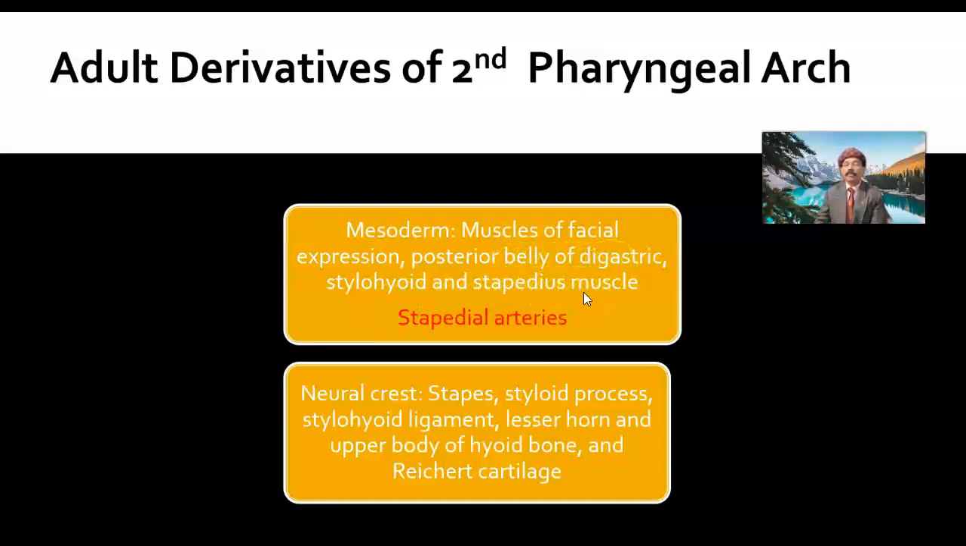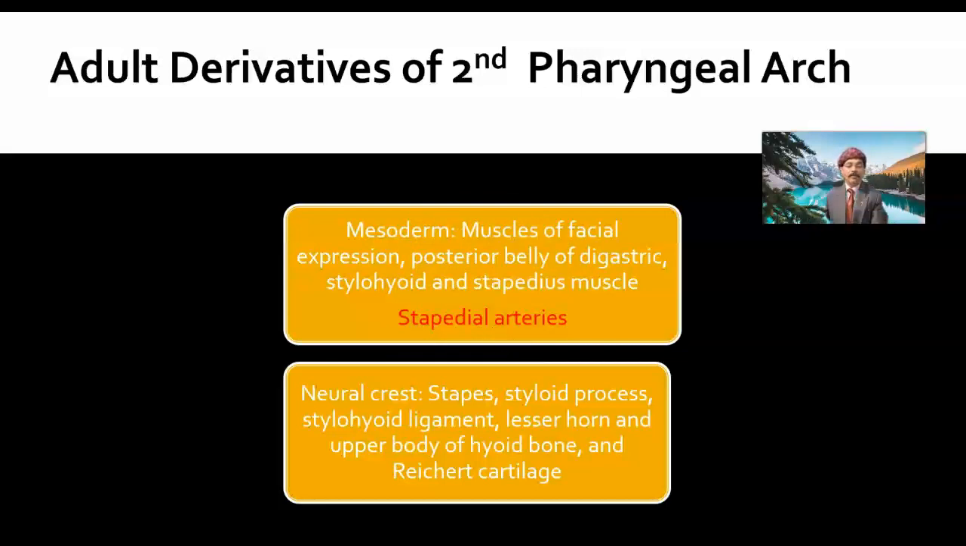and the nerve for the second pharyngeal arch is the facial nerve. So these muscles are getting innervation from the facial nerve. Artery, yes, the stapedial artery that disappears. Stapedial artery is the artery for the second pharyngeal arch.